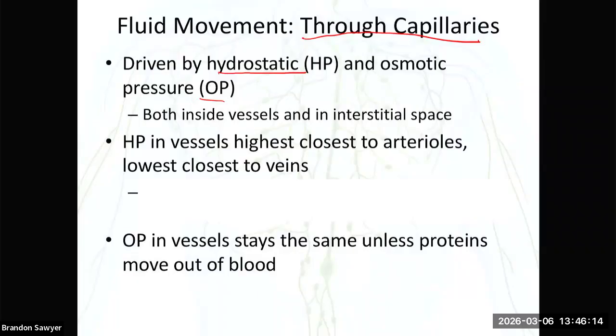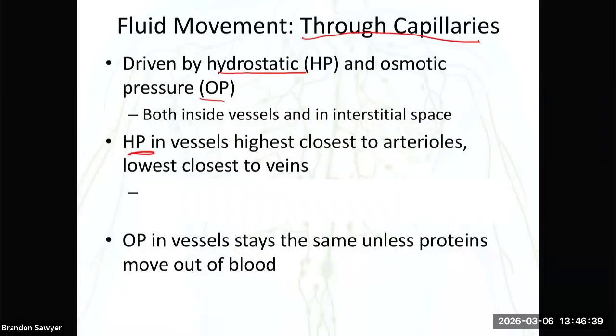But we need to think about these both inside the capillary itself and then around the capillaries in the interstitial space. So we've got to consider those four different pressures, right? Hydrostatic and osmotic pressure inside the blood vessel, hydrostatic and osmotic pressure outside the blood vessel. We need to consider those four things to decide how much fluid is going to leave or come back in the capillaries.